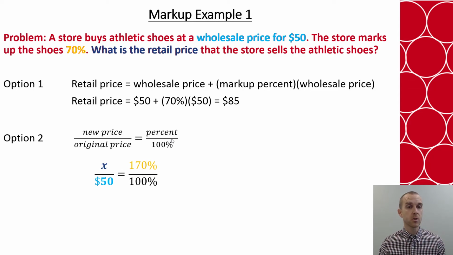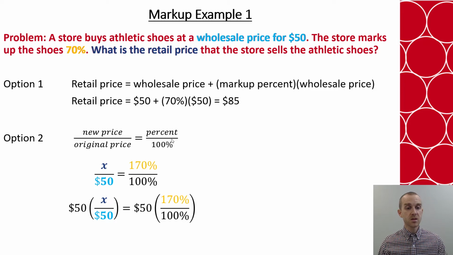Some of you might have learned to cross multiply and divide, but we can also multiply both sides by 50. Then we can see that 50 divided by 50 simplifies to 1, which will leave me with x, and then 170 divided by 100 is 1 7/10. 50 times 1 7/10 equals 85. So the amount is still the same.